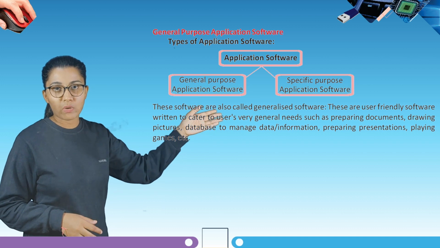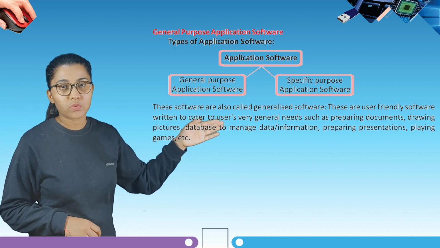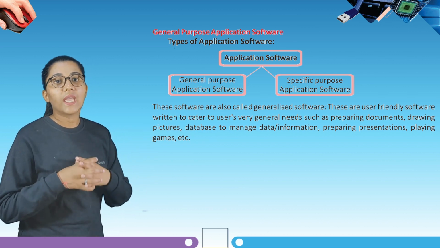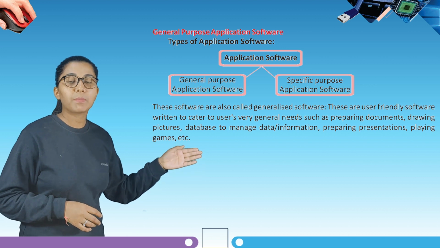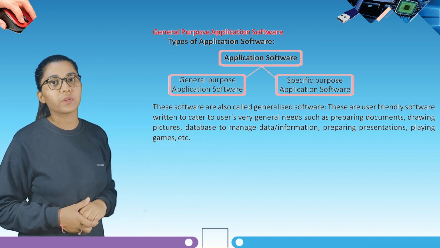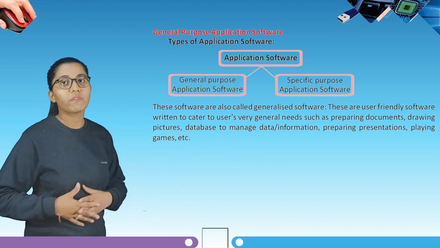So first we have general purpose application software. In this we have types of application software. So students, there are two major types of application software, and these are general purpose application software and specific purpose application software. These software are also called generalized software.